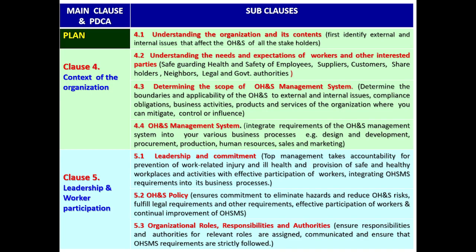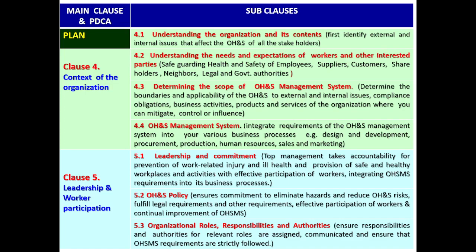5.2 is how to formulate the occupational safety policy. Organizations should ensure in the occupational safety policy that they are committed to eliminate hazards and reduce occupational safety risk in all the business processes, fulfill legal requirements and other requirements, ensure effective participation of workers, and commit to continual improvement of the occupational safety management system.